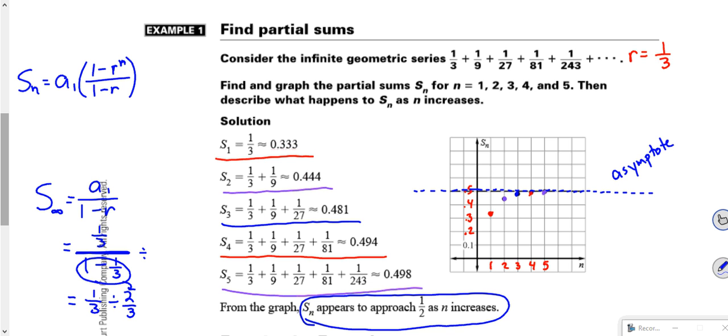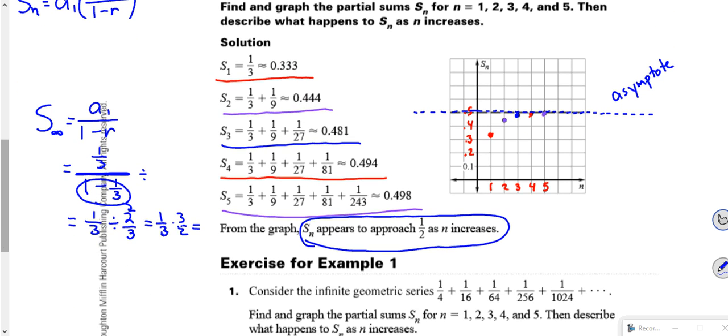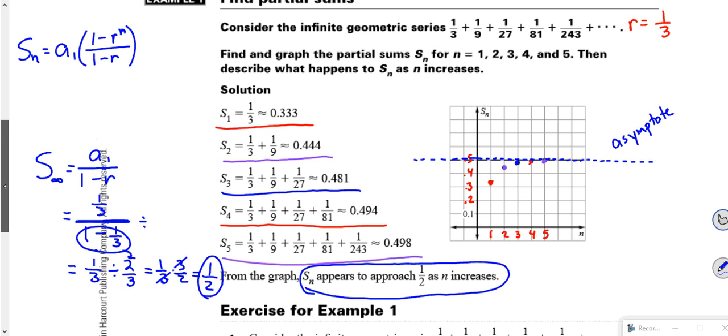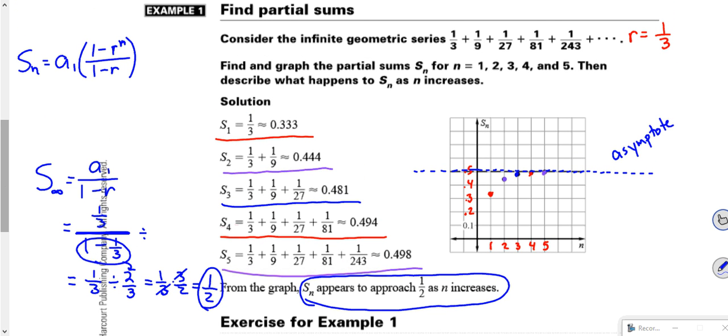So 1/3 divided by 2/3 gives me 1/3 times 3/2. And of course, that's where my dead spots on my board are. 1/3 times 3/2. Of course, the 3's cancel. You get 1/2. So you can see graphically that that's where you're going. You can also see using the formula that that's where you're going. I'm a visual person, you all know that. So I like seeing the graph, seeing where those partial sums lead to. All right, let's go down here to example 1.